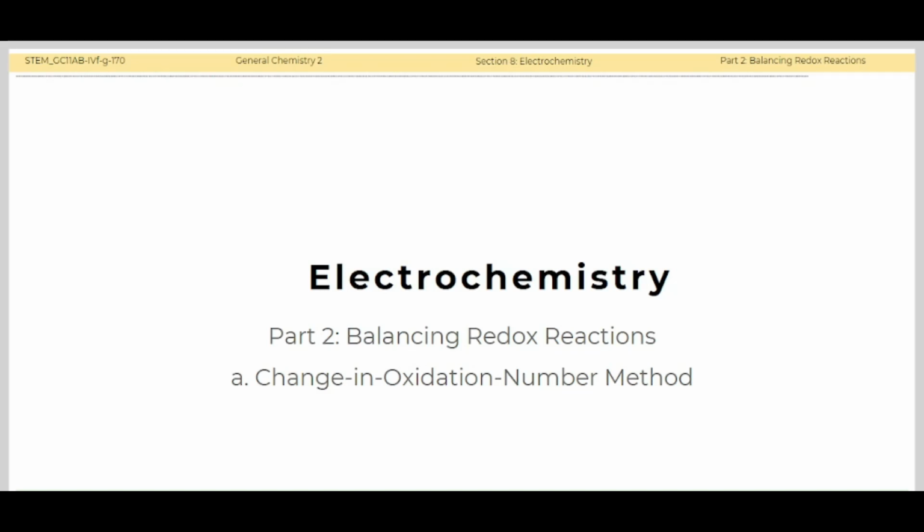Welcome to the General Chemistry 2 class. This section is on electrochemistry. This lesson is about balancing redox reactions by the change in oxidation number method. Let's begin.